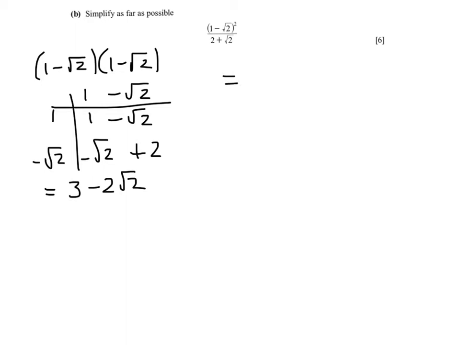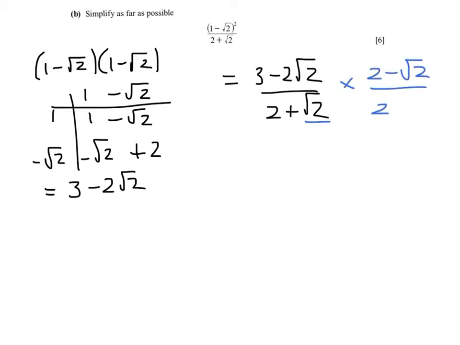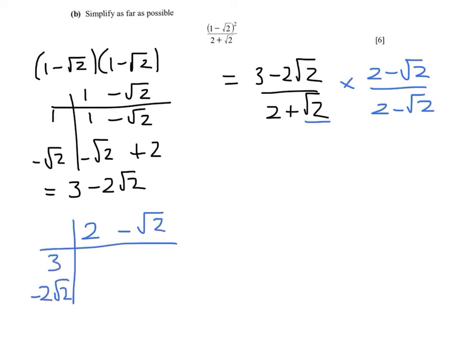So my fraction is now 3 minus 2 root 2 all over 2 plus root 2, and I must now rationalise the denominator because we're not allowed this surd in the denominator, and that means I'm going to multiply top and bottom by 2 minus root 2. Again on the top I'm going to use my grid method, so I have 2 minus root 2 and 3 minus 2 root 2. 3 times 2 is 6. 3 times root 2, 3 root 2, 2 times 2 root 2, and the square root of 2 times square root of 2 is going to be 2, 2 times 2 is 4, and the 2 minuses make a plus.